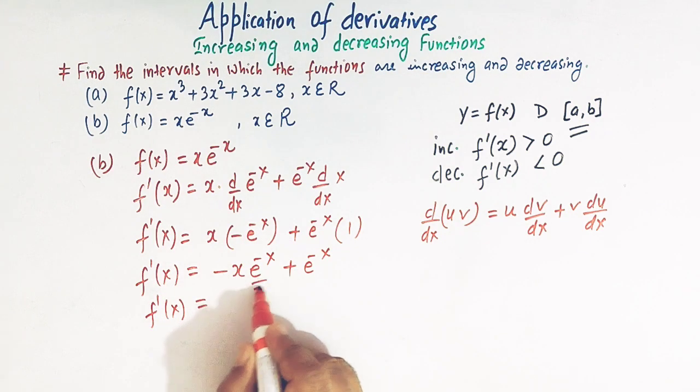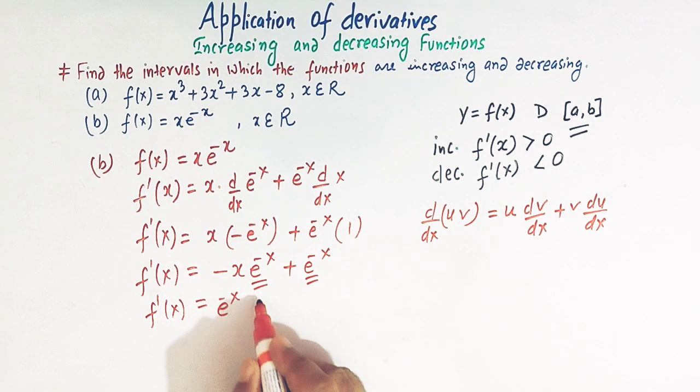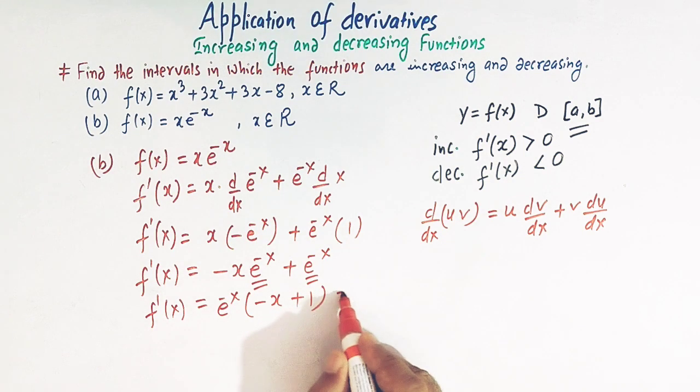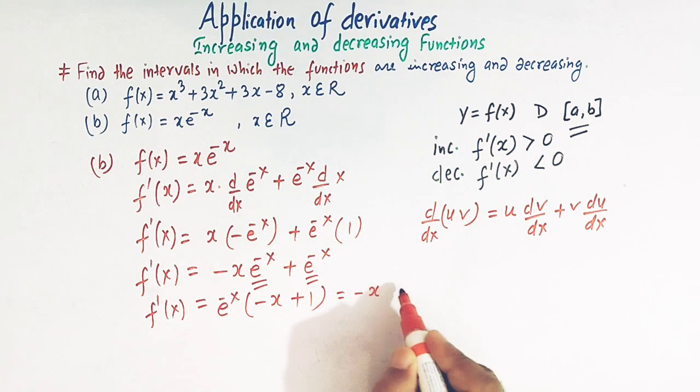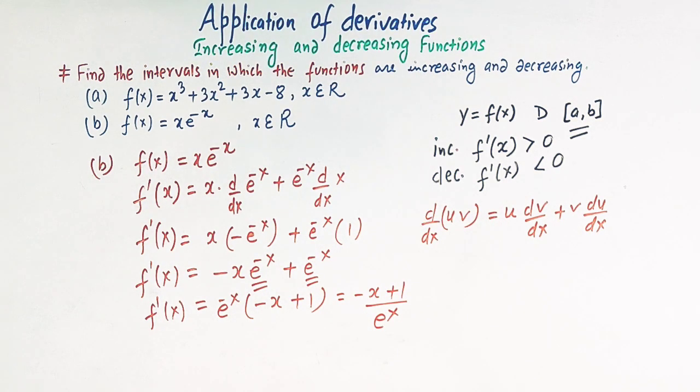So we can take e raised to minus x common. So we have e raised to minus x times minus x plus 1, right? So this can also be written as minus x plus 1 divided by e raised to x, right?